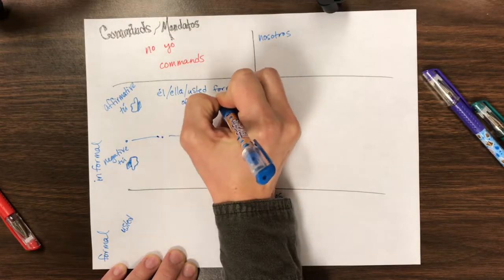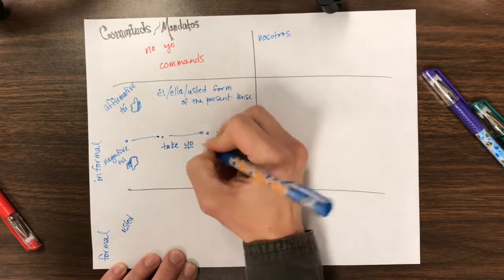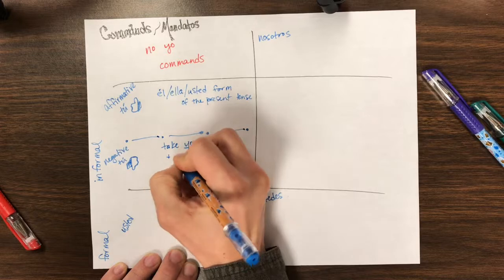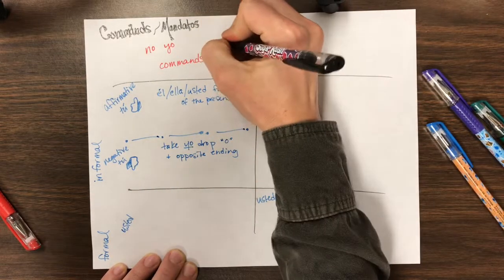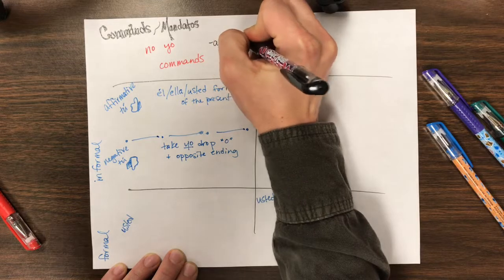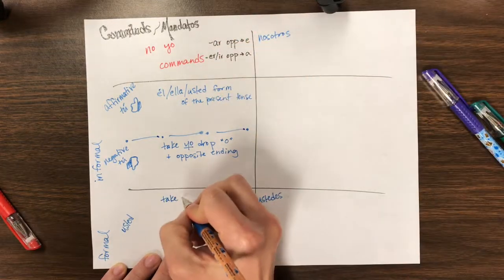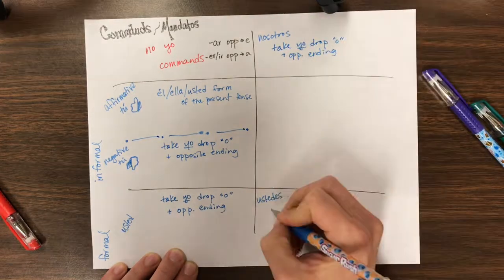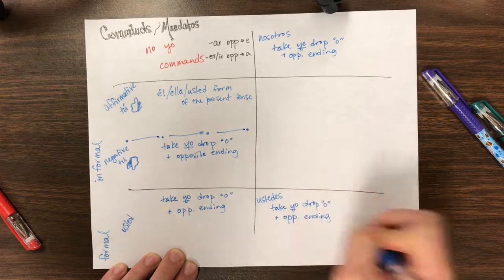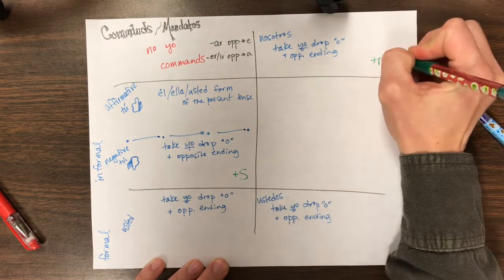The affirmative tú command form just uses the él/ella/usted form of the present tense. The negative, on the other hand, is completely different. Take the yo form, drop the O, and then add the opposite ending. And just as a reminder, the opposite of AR verbs is E, the opposite of ER and IR verbs is A. And all of the commands follow this form, take the yo, drop the O, add the opposite ending, except for the affirmative tú.